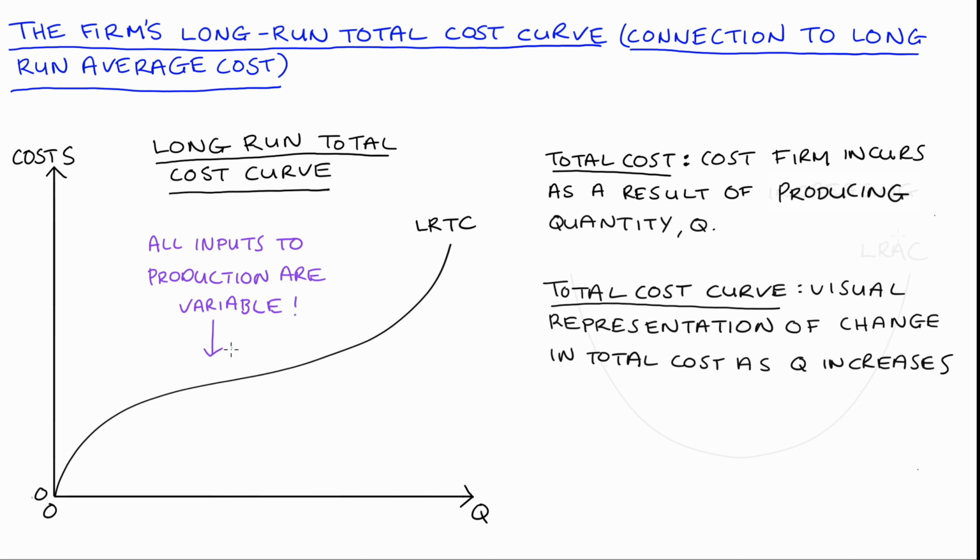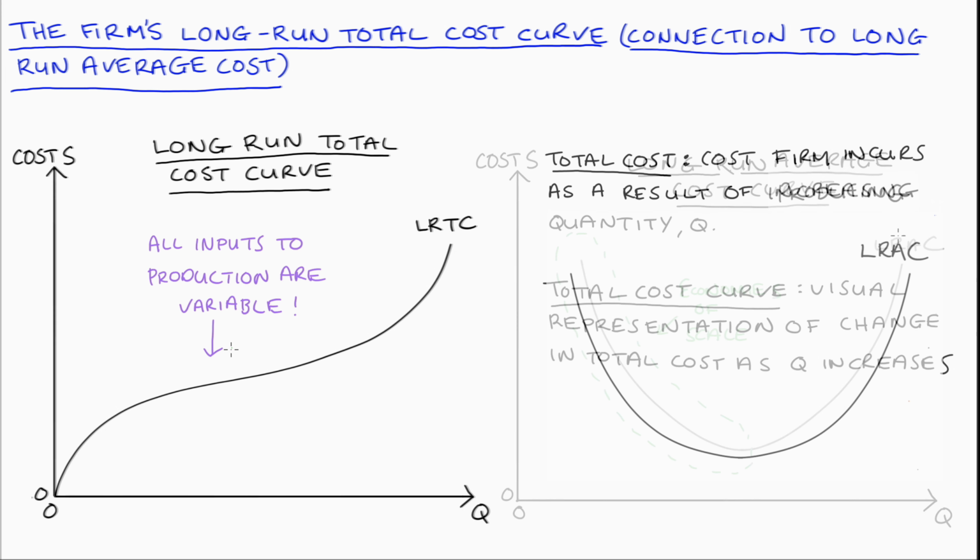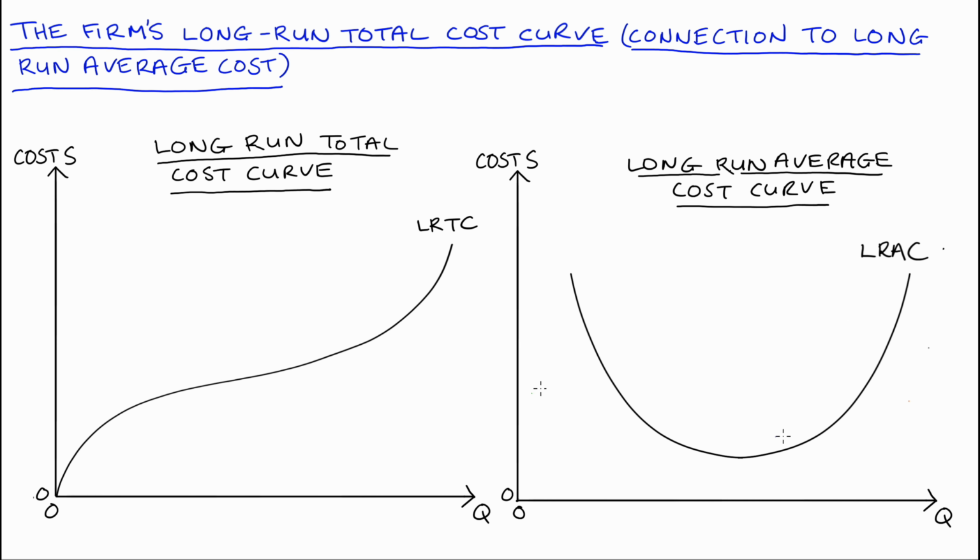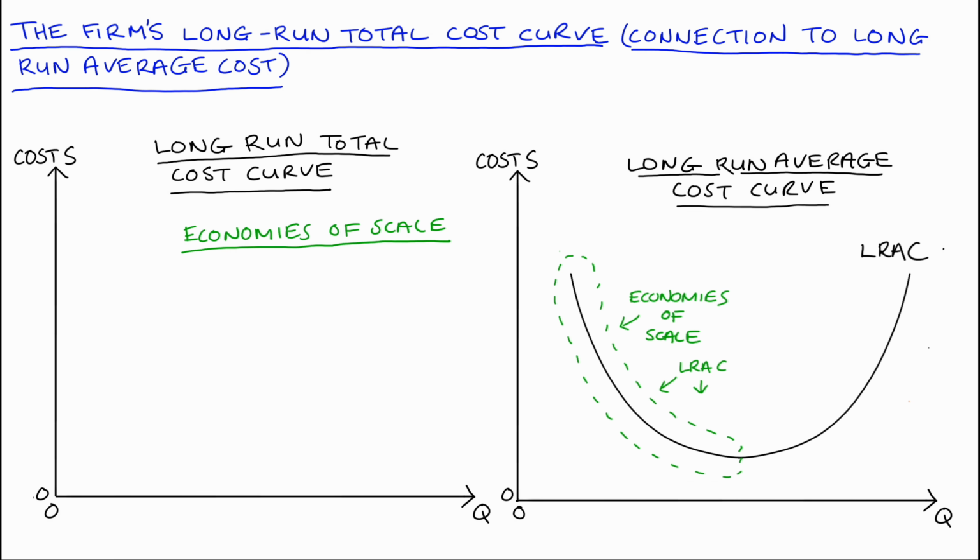And to this, it is really the U shape of our long run average cost curve that underlies this shape of our long run total cost curve. Our long run average cost curve will start with a downward sloping section, and this downward sloping section represents economies of scale, where the firm is able to reduce their long run average costs as they increase their scale as they produce more. And there are lots of reasons why a firm might enjoy economies of scale.